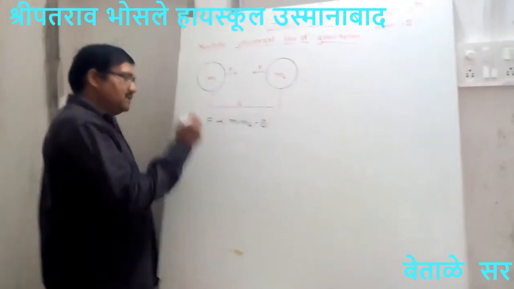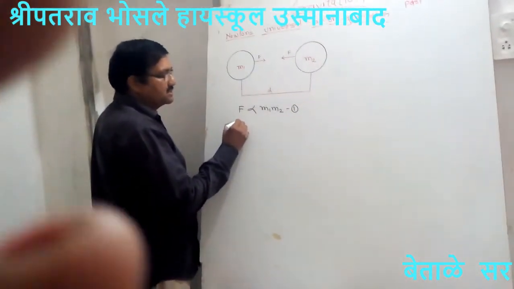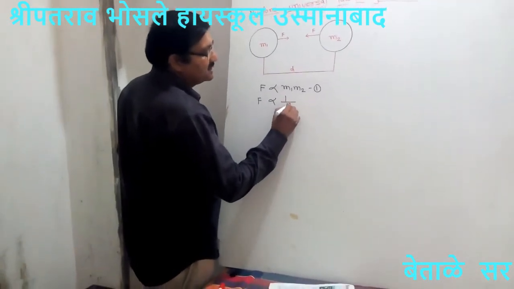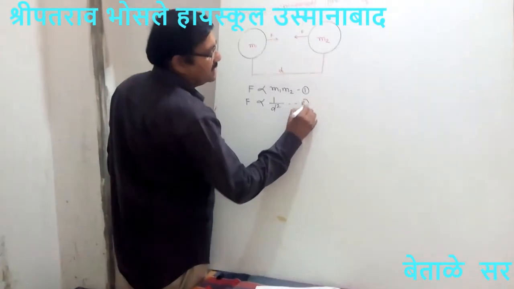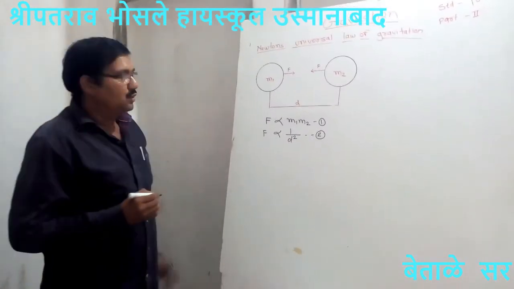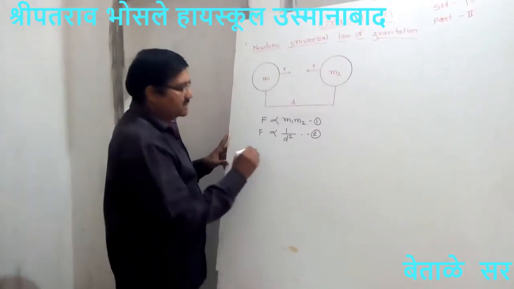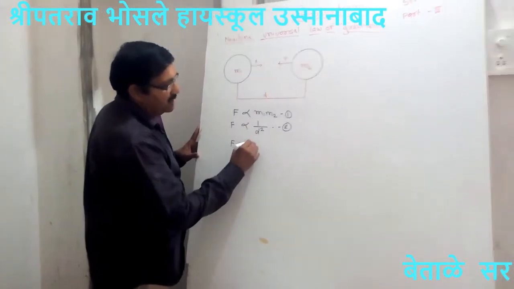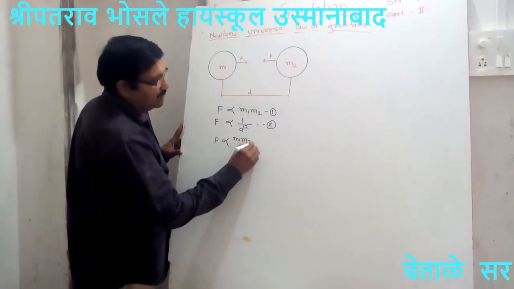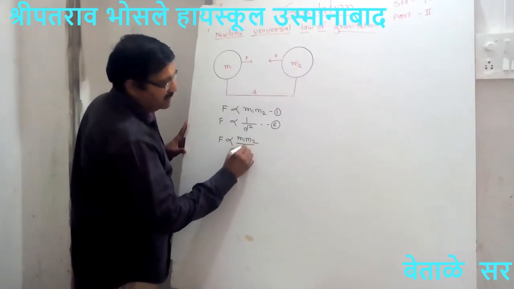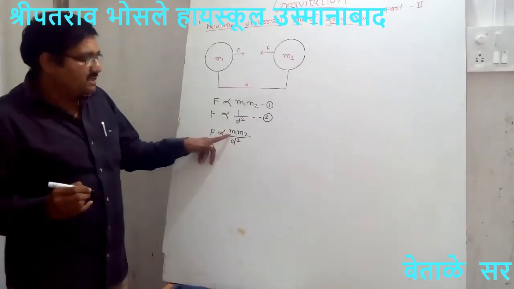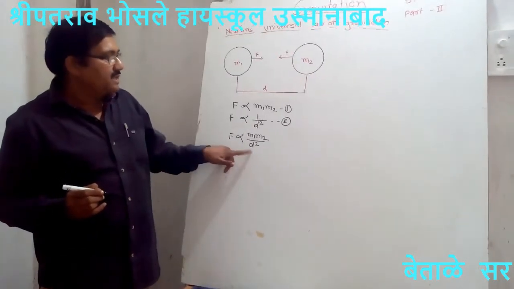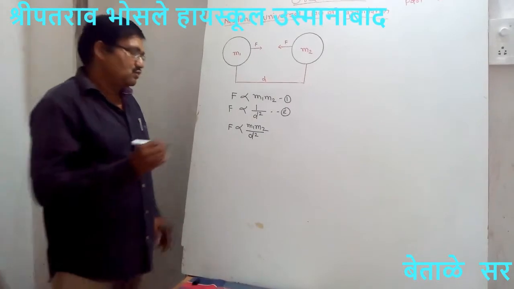Then from this law, this force is inversely proportional to the square of the distance between these two bodies. This is equation 2, and when we combine these two equations, we get F is directly proportional to m1 m2 upon d square, where m1 is the mass of the first object, m2 is the mass of the second object, and d is the distance between these two objects.